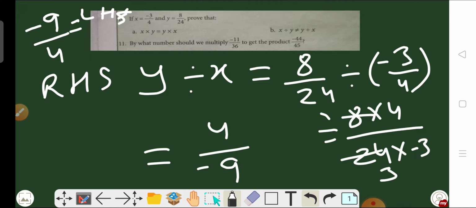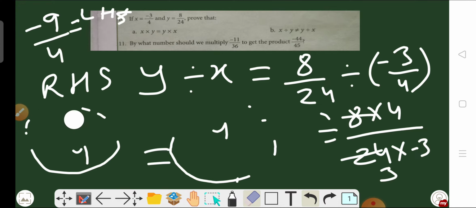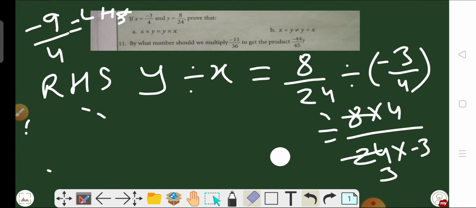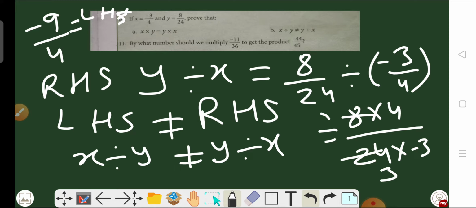Clear? Left hand side is equal to minus 9 by 4 and right hand side is equal to minus 4 by 9. Both are different, so we can say that left hand side is not equal to right hand side. That is, x divided by y is not equal to y divided by x. So from here we can say that hence this is proved. So this is the solution of your 10th question.